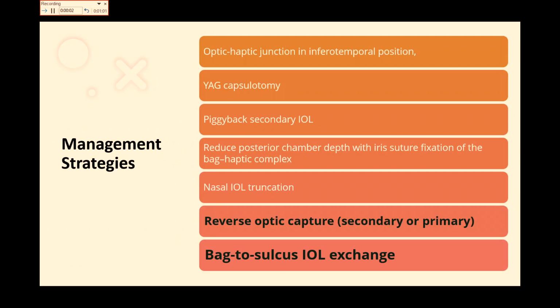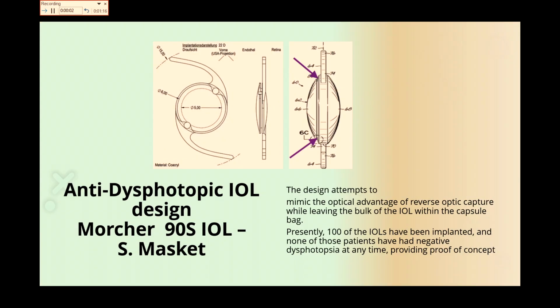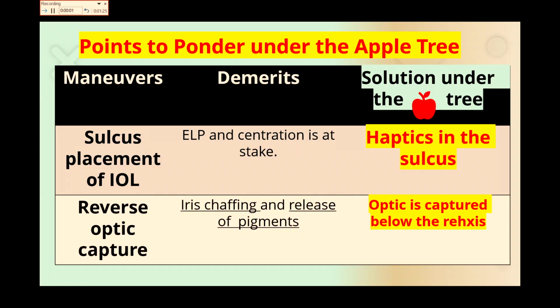So what are the management strategies? The management strategies are many, of which two seem to work: the reverse optic capture and the bag to sulcus exchange. So you bring out the IOL from the bag and place it in the sulcus. We have Dr. Samuel Masket manufacturing an IOL whereby the optic is partially in the bag and partially in front of the rhexis. So we do maneuvers like sulcus placement of the IOL. This compromises the effective lens position and the centration, and reverse optic capture brings out the sharp optic edge in front of the rhexis margin, leading to iris chafing and pigment release, and so on.